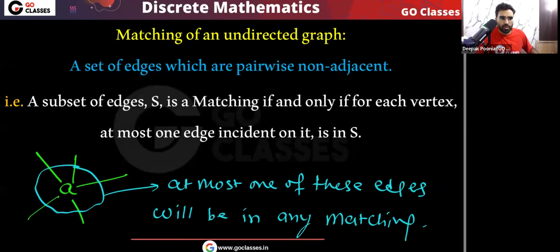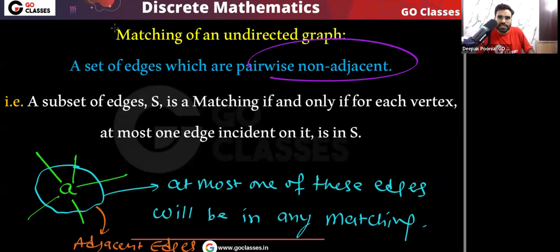Okay, I hope you understood, because all these edges are adjacent edges. They all are incident on this vertex A, so they are all sharing this common vertex A. So these are actually adjacent edges, and matching is non-adjacent edges. So I can say that in any matching, at most one of these edges will be present. So what I can say is that in any matching, at most one edge per vertex we are taking.